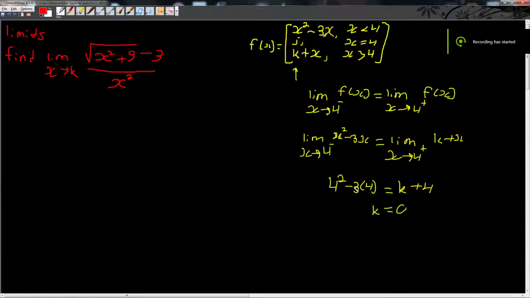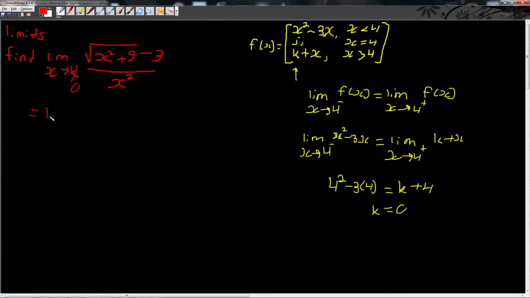Now that we have our value for k, which is 0, we can cross out this variable and plug in a 0. Now unfortunately we can't just plug in a 0 straight into our equation because you cannot divide anything by 0. In this scenario we have a square root at the top, so we can rationalize the numerator.